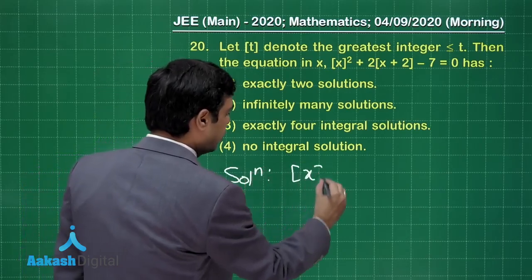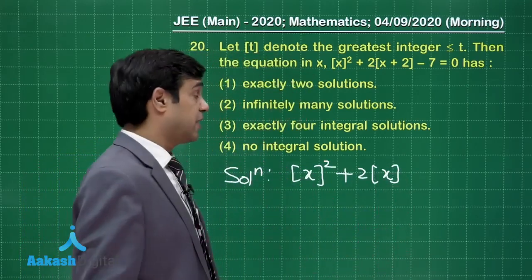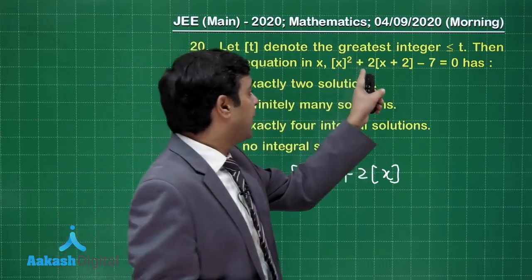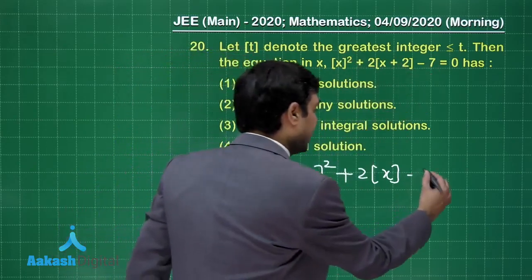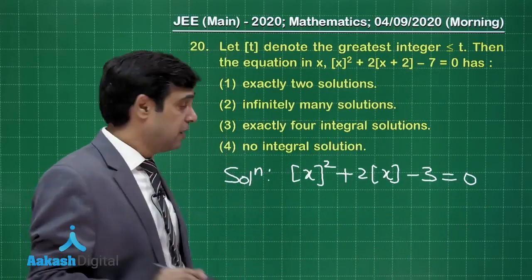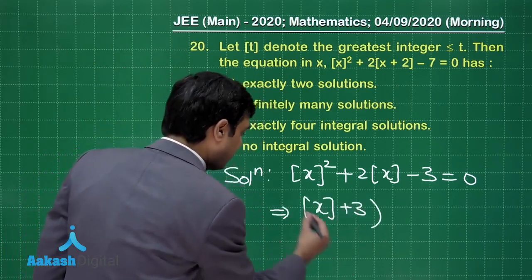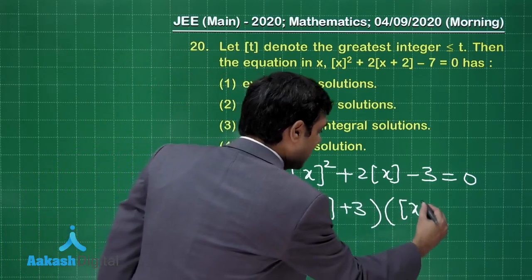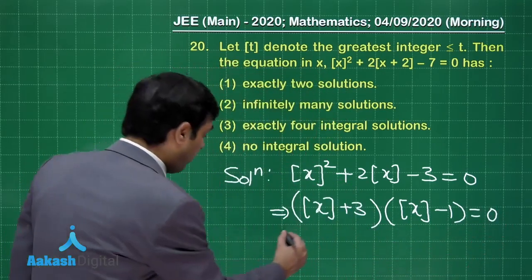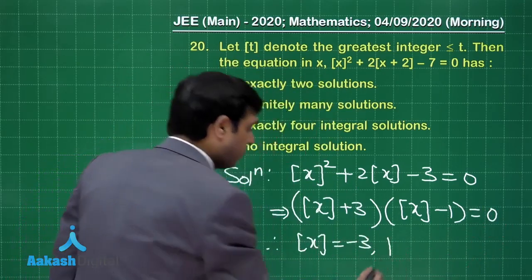Greatest integer x whole square plus 2. We can write greatest integer x, because with the property, since this 2 is an integer, it can be taken out. So it becomes 4 minus 7, that is minus 3. Now we can deal with it in greatest integer x itself. So this is greatest integer x plus 3 into greatest integer x minus 1 is equal to 0. Now we obtain that greatest integer x can take the value minus 3 or 1.